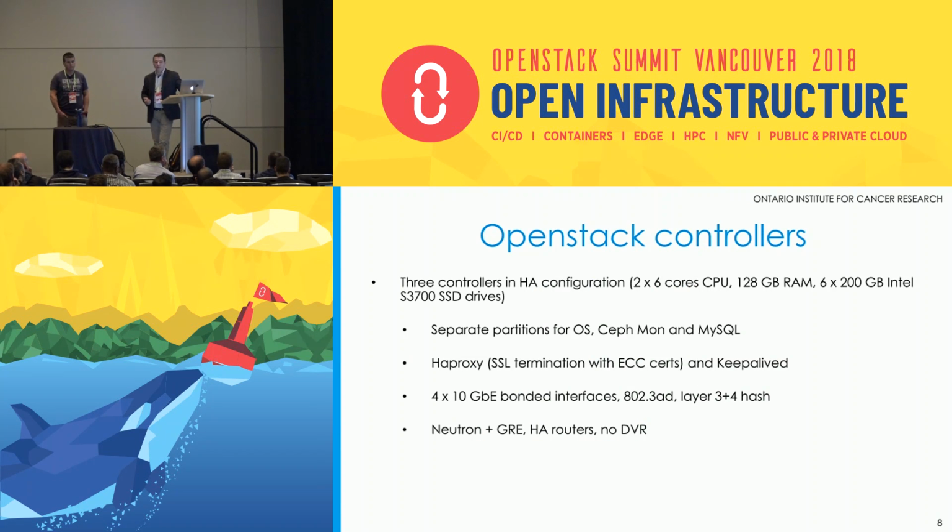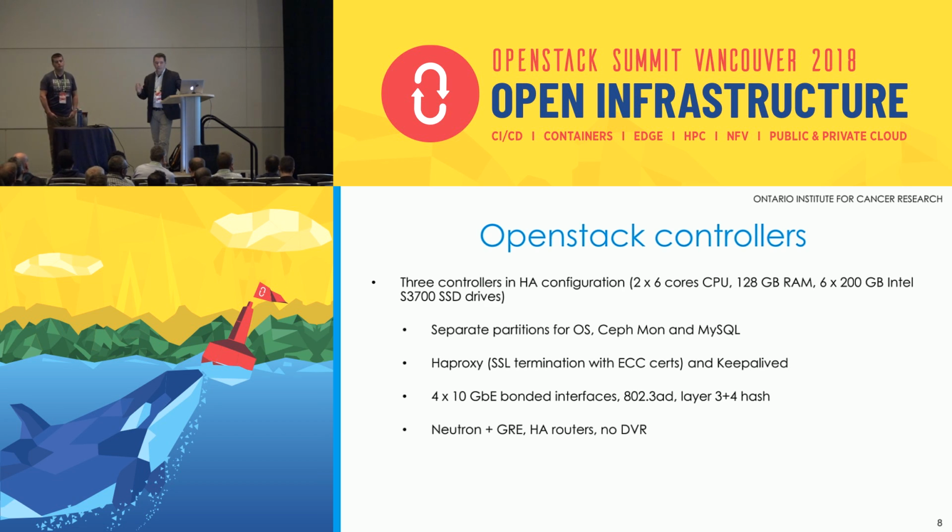We use a highly available control plane. We have 3 controllers. We have plenty of CPU, RAM, and we have very fast SSD drives used just in the controllers. And this is actually the second design. The initial design had 3 separate RAID 1 containers. Now we have just 1 RAID 10, and we have different LVM partitions for different use cases inside the controller. So the operating system has an LVM that you can grow, and Ceph Mon and MySQL the same. We use HA proxy for load balancing.